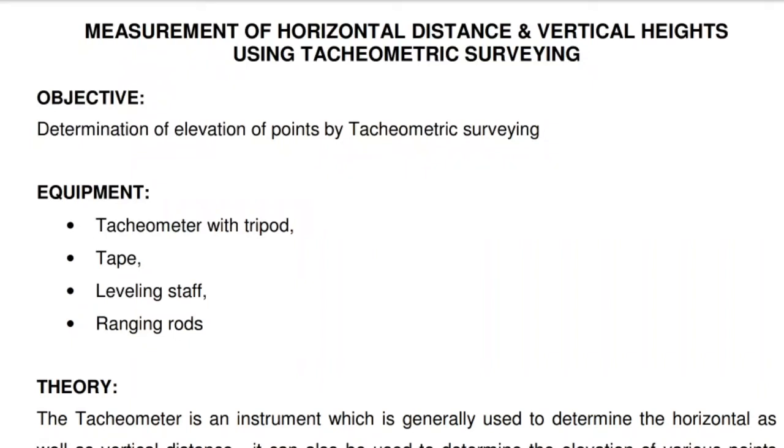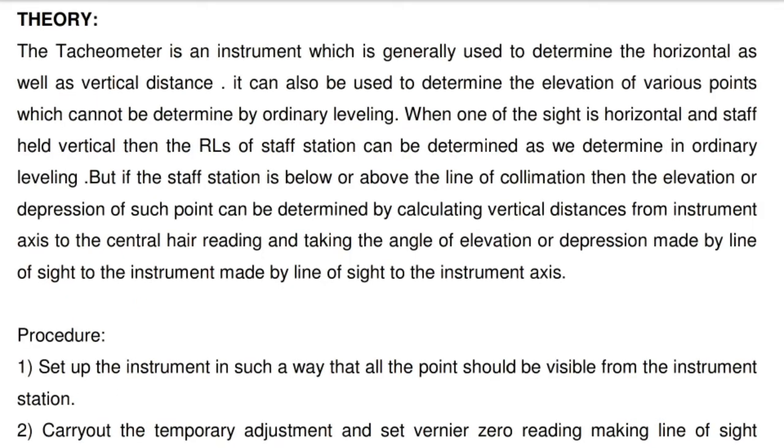Today we will learn measurement of horizontal distance and vertical heights using tacheometric surveying. Objective: determination of elevation of points by tacheometric surveying. Equipment: tacheometer with tripod, tape, leveling staff, ranging rods.